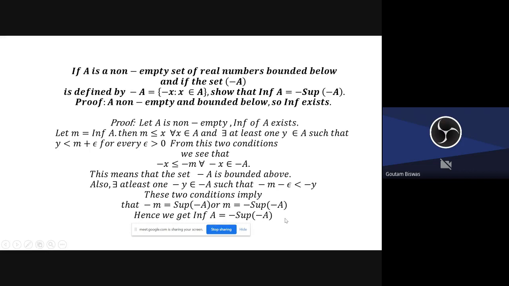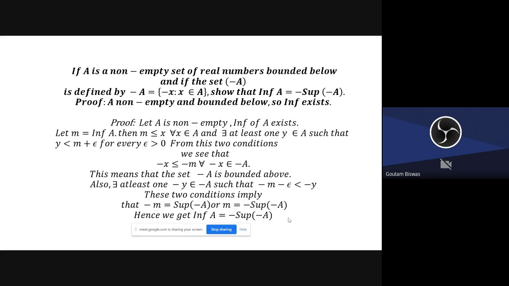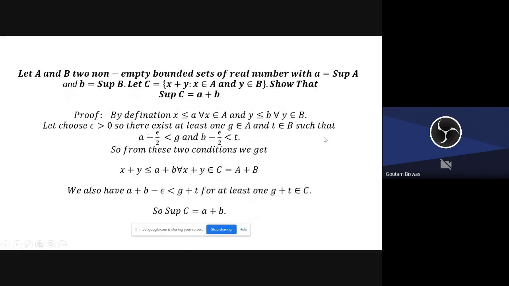Hence, we get the infimum of A is equal. It is just the reverse of the previous theorem, just the same theorem, but stated slightly differently. Okay. So these two are called the completeness axiom. Okay. Now this is the third one.